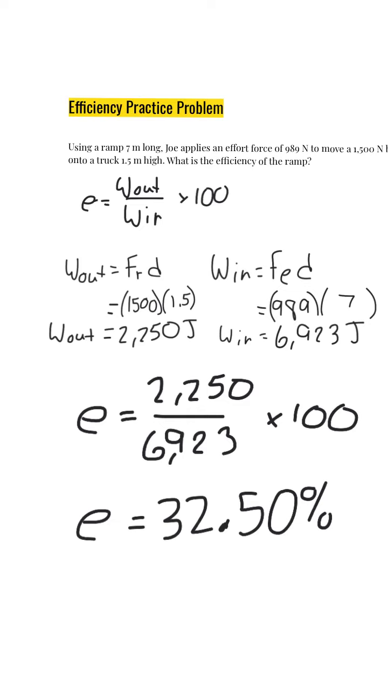This efficiency is not actually that great. If we get close to 100, then that means it's a really efficient machine. Our ramp is not actually very efficient. We're losing a lot of this work, or a lot of energy, to friction in this case. And so this ramp is actually not quite that efficient.